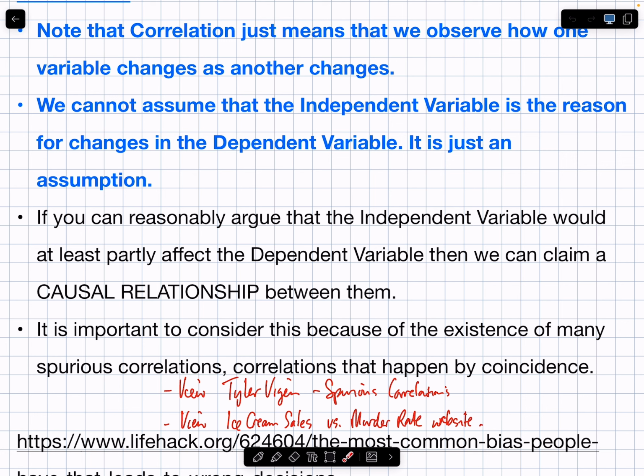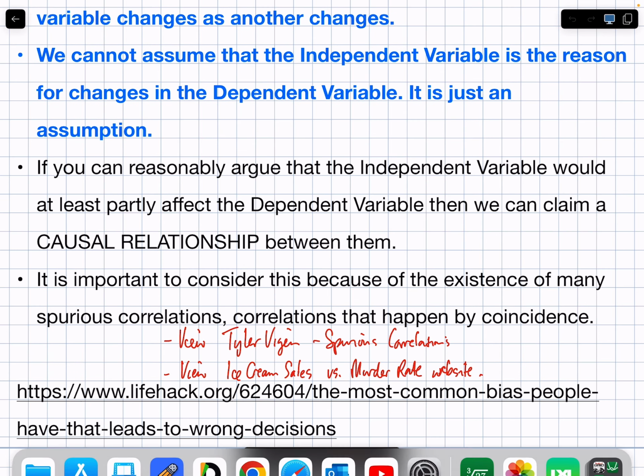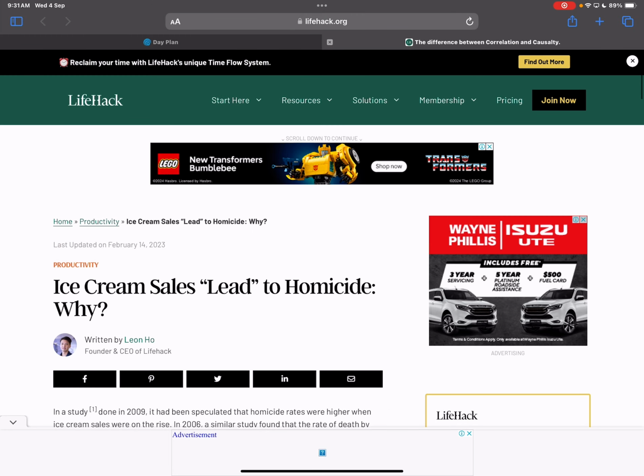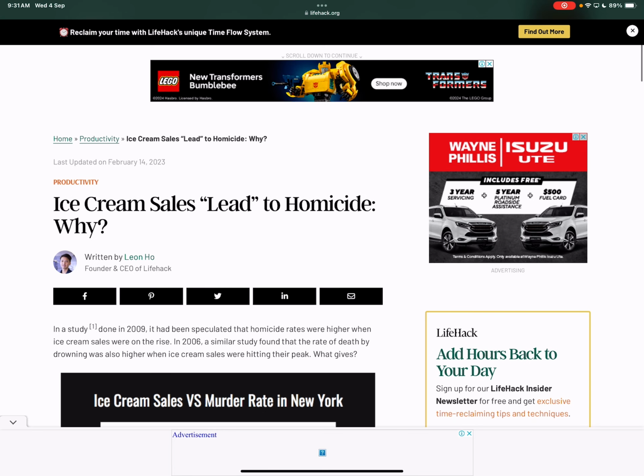It's important to consider this because there are many spurious correlations. Does anyone know off the top of their head what spurious means? You don't? It's almost like fake. Okay? There's a website, Tyler Vigen, that has a bunch of spurious correlations. I'll show that now. No, actually, I won't show that because this one's more relevant. This was done in 2023.